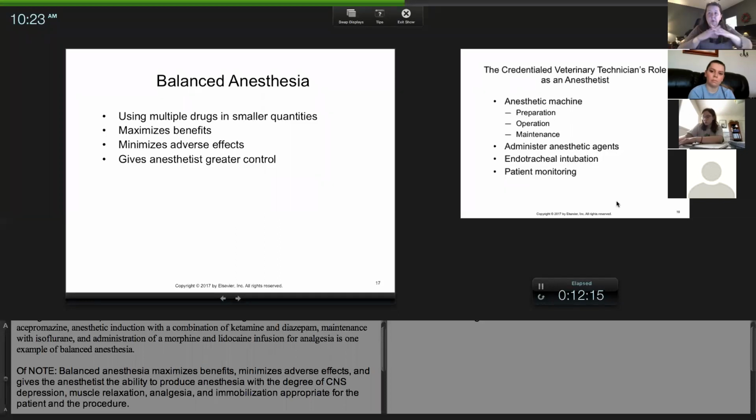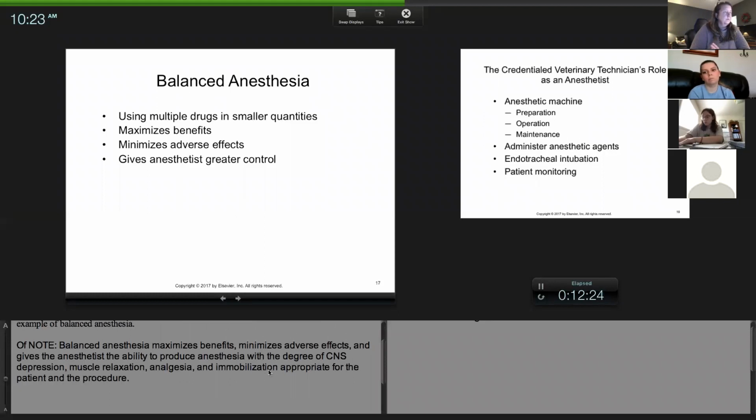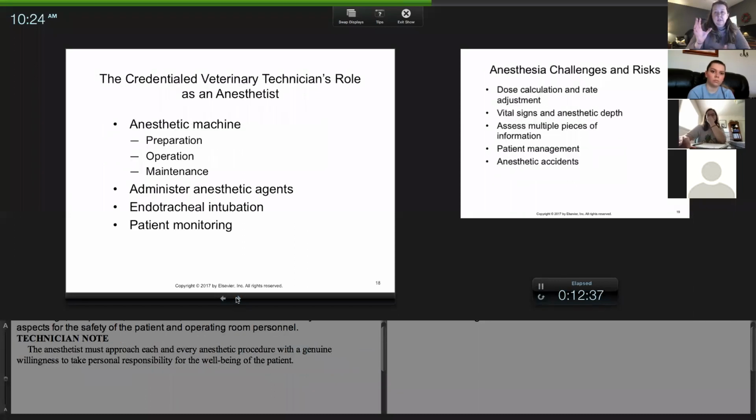ACE and butorphanol or ACE and morphine are beautiful together. They enhance each other. Kind of like how spices work together. Onion and garlic together versus just using straight onion. They kind of enhance each other, make a better flavor. So hopefully this is making sense. Balanced anesthesia is a big thing.